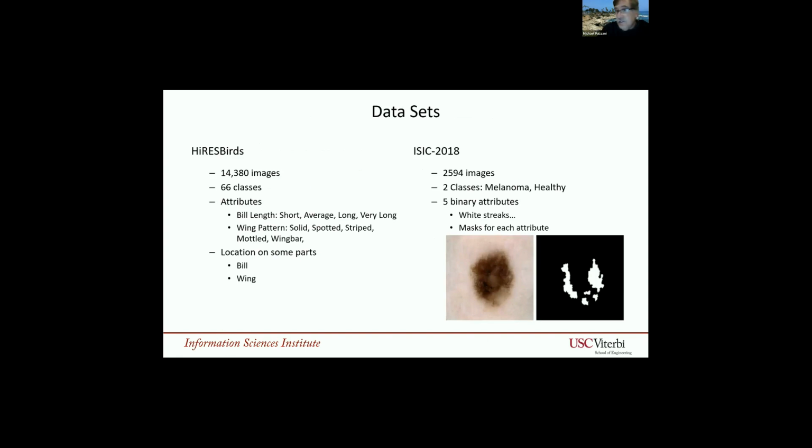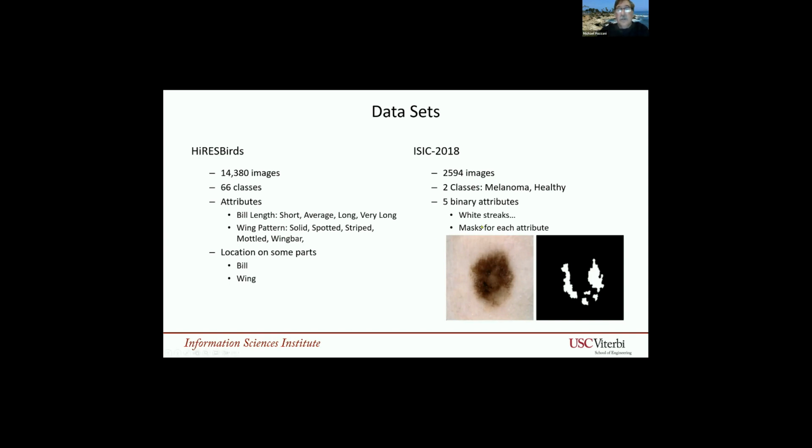So I'm going to describe experiments on a number of different data sets. We're using two data sets here. One we call high-res birds, which has about 14,000 images of birds divided into 66 different species. And for each of those images, we know the bill length of the bird, whether it's short, average, long, or very long, or the pattern on the wing, whether it's solid, spotted, striped, etc. And then we also know the location of some parts of the bird, like the bill or the wing.